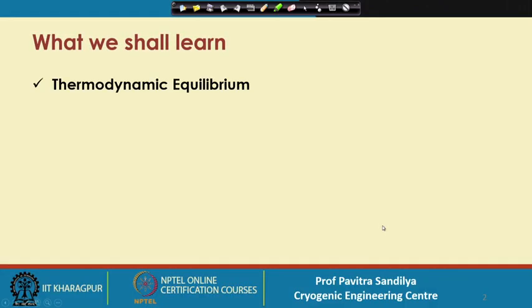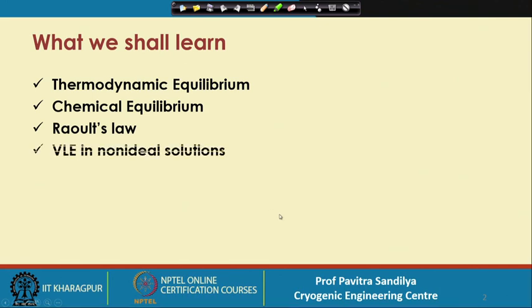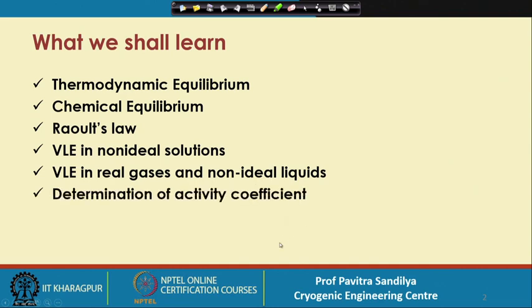This value may be found out from the principles of vapor liquid equilibrium. In this particular lecture series, what we shall learn? We shall learn about what is thermodynamic equilibrium, what is chemical equilibrium, and Raoult's law. Then vapor liquid equilibrium in non-ideal solutions. Then vapor liquid equilibrium in real gases and non-ideal liquids. Determination of activity coefficient.